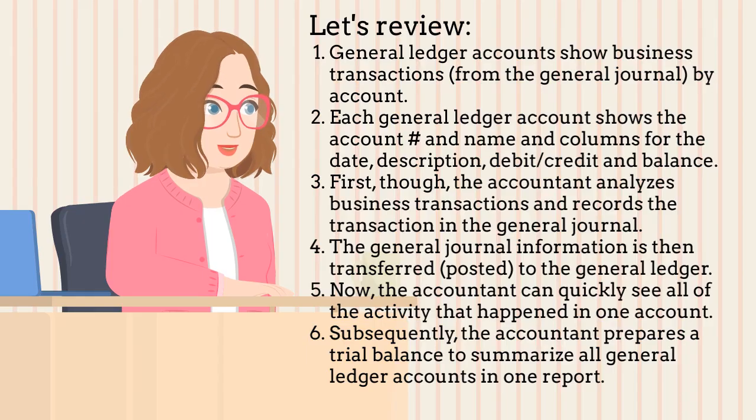Let's review. General ledger accounts show business transactions from the general journal by account. Each general ledger account shows the account number and name and columns for the date, description, debit and credit, and balance. First, though, the accountant analyzes business transactions and records the transaction in the general journal. The general journal information is then posted to the general ledger. Now, the accountant can quickly see all of the activity that happened in one account. Subsequently, the accountant prepares a trial balance to summarize all general ledger accounts in one report.